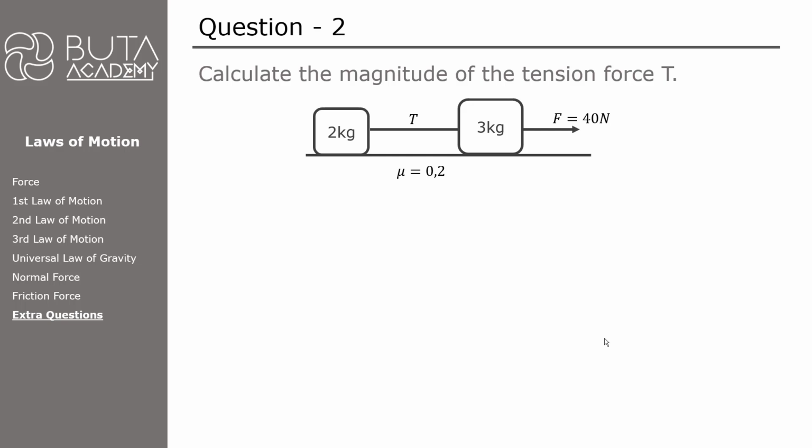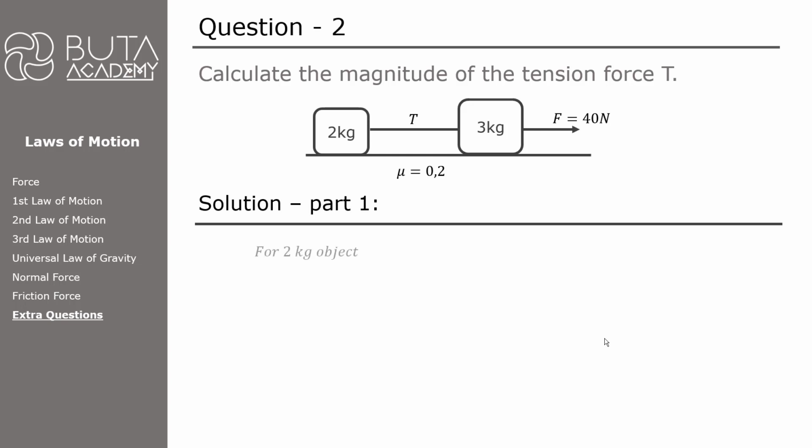Two objects are connected to each other by means of an inextensible string. A force of 40 newtons pulls the system to the right. The coefficient of friction between the objects and the surface is 0.2. As a first step in our solution, we draw a free body diagram and write an equation for each object.